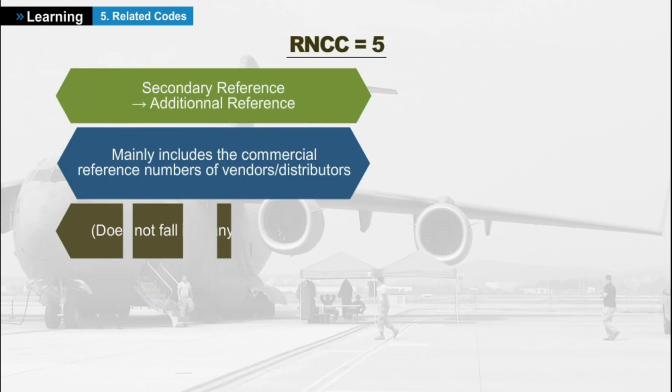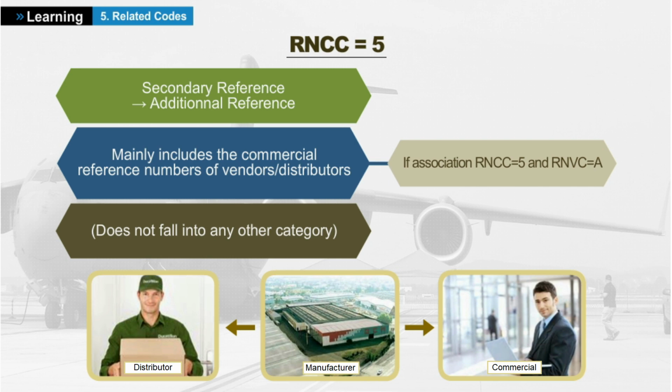Secondary reference. A reference number indicating another item of production in a supply concept which has already been identified by a primary reference. This category mainly includes the commercial reference numbers through which entities may identify their item of production. The combination of RNCC equals 5 and RNSC equals A indicates that the NCAGE code will identify a commercial entity which can provide the item.